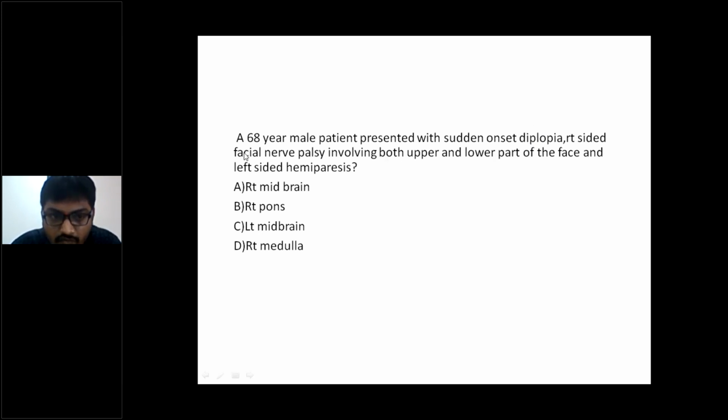Right-sided facial nerve palsy. So the facial nerve is in which part: midbrain, pons or medulla?